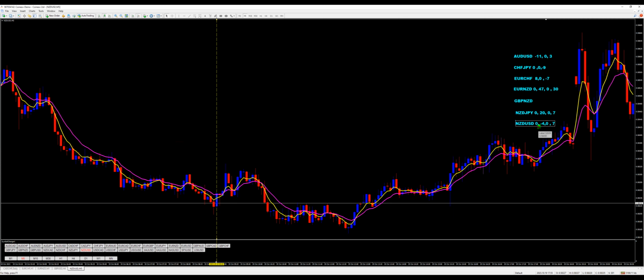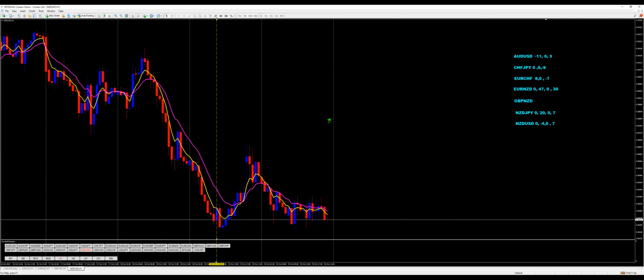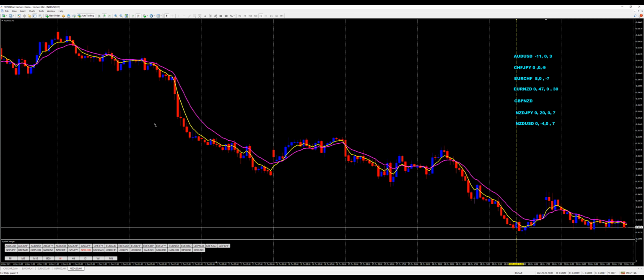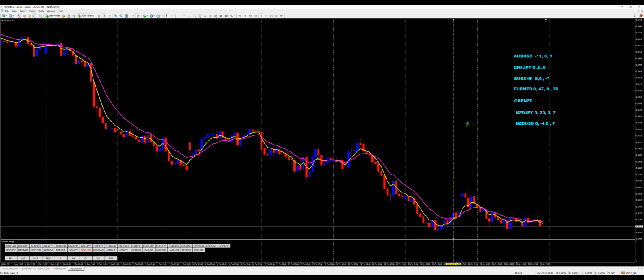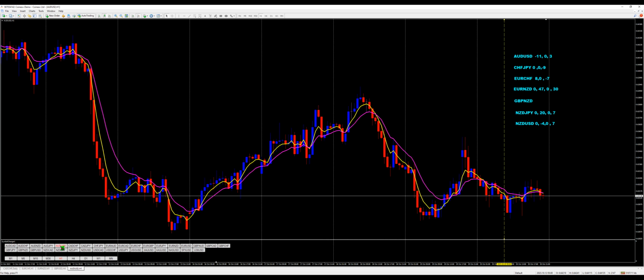All right, now we come to Friday. So let's look at Friday. That's today. And we're looking at 9 a.m. Back to the Aussie dollar. Aussie dollar is set to go short.